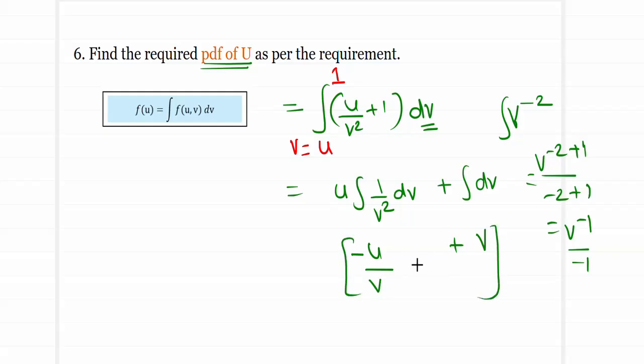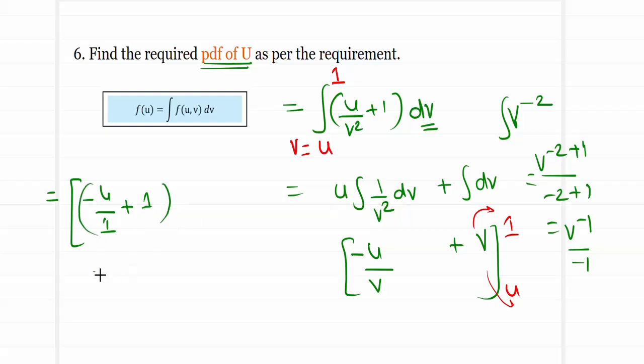Now this has to be applied between the limits. What is my limit of integration? My limit of integration is from 1 to u. Apply the limit for the variable. Which variable you have to apply? You will have to apply it for v. V takes the value 1 and u. So now moving on to the next step, I apply the upper limit minus u divided by 1 plus 1. So this is my upper limit minus the lower limit. What is the lower limit? Minus u divided by v is replaced by u plus u.